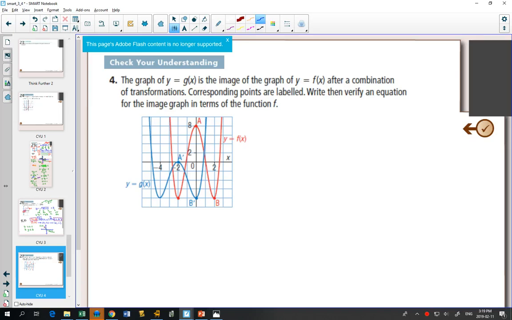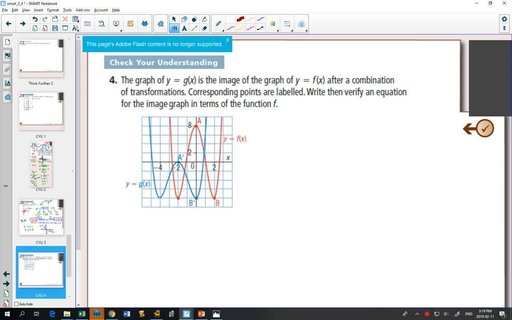So this is working backwards. We have both graphs, but not the equation. Usually we start with the equation, do our transformations, and then draw our final graph. Now we have to work backwards. So what are we given? We're given 2 points on our original graph.